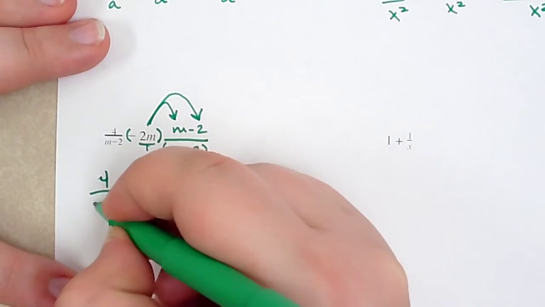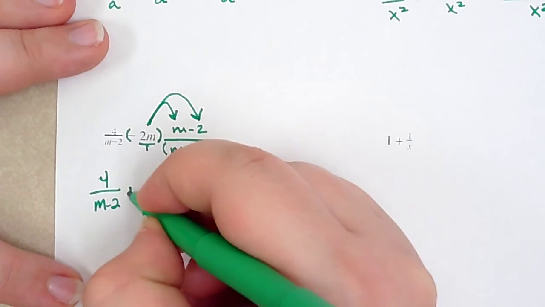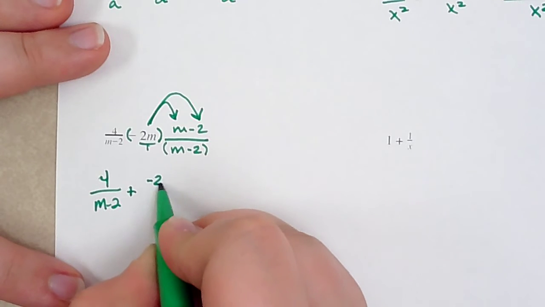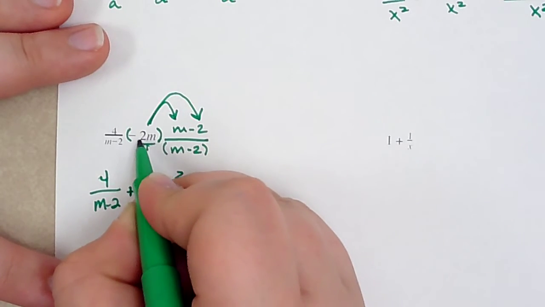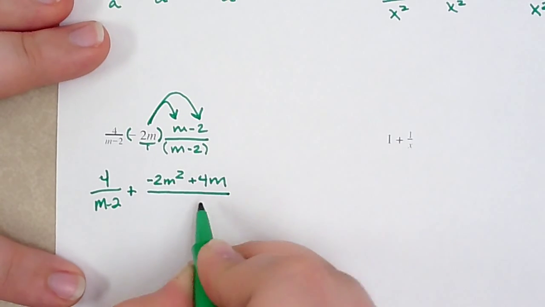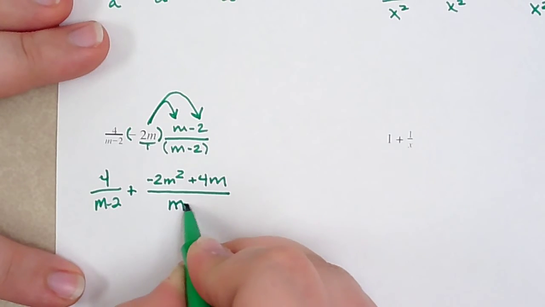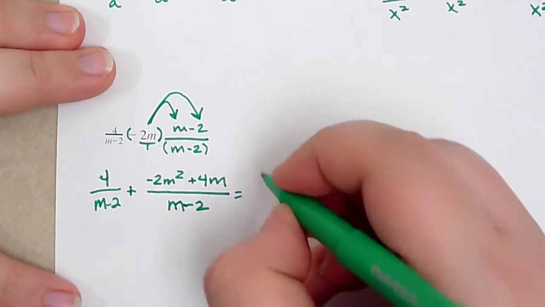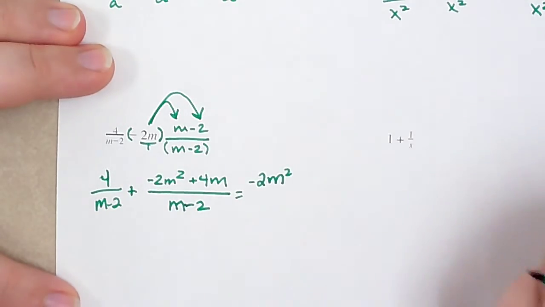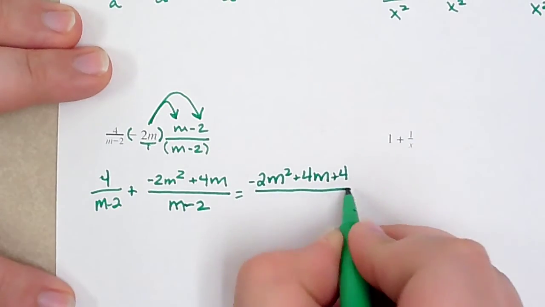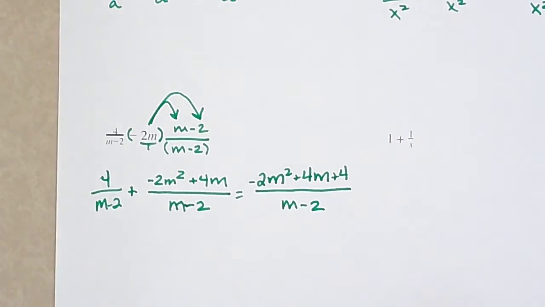I have 4 divided by m minus 2 plus, when I do negative 2m times m, I get negative 2m squared. When I do negative 2m times negative 2, I get positive 4m. Now I've officially turned this into an addition problem, so now I can just add those like terms. In this case, there are no like terms in the numerator, so I just get to rewrite them as negative 2m squared plus 4m plus 4 divided by m minus 2.